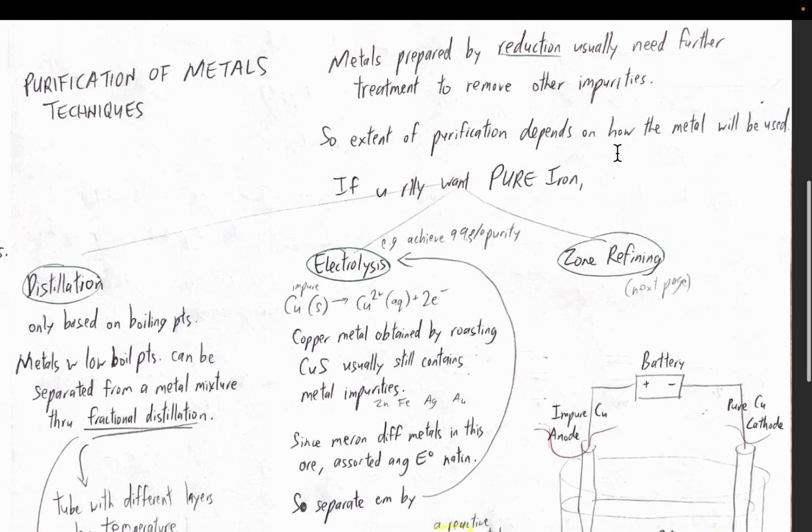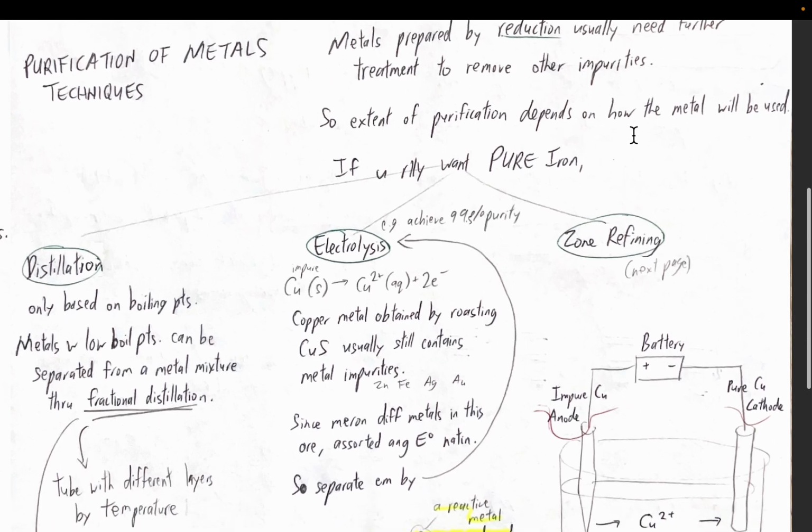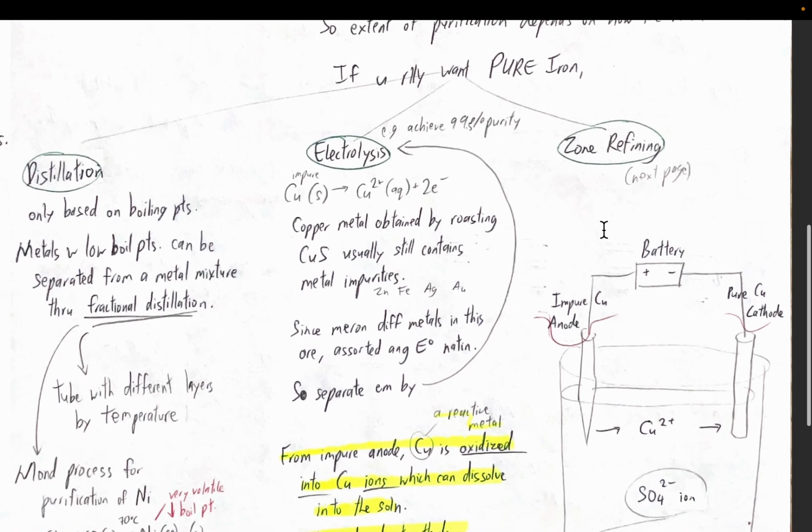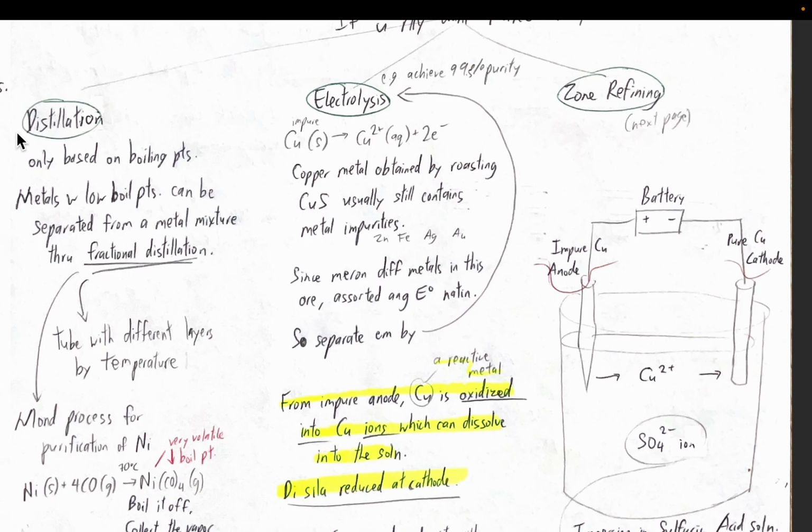Metals prepared by reduction usually need further treatment in order to remove other impurities. The extent of purification will depend on how the metal will be used. So if you want pure iron, there are three techniques: distillation, electrolysis, and zone refining. For distillation, this is only based on boiling points. Metals with low boiling points can be separated from a metal mixture through what is called fractional distillation, using a tube with different layers by temperature.